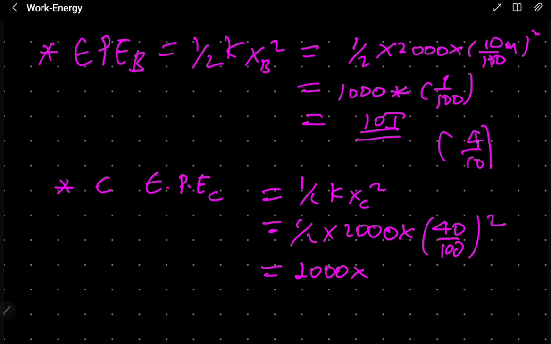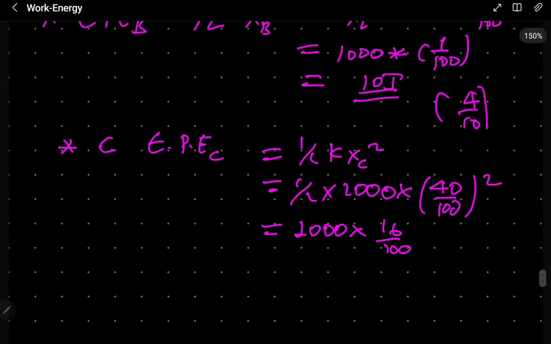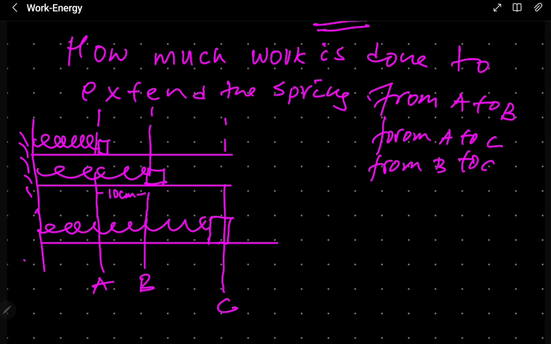When you square 4 over 10, that is 16 over 100. So 16 over 100 is 4 over 10 squared. That is in joules. Now you can omit the 2 zeros. So this is equal to 160 joule of energy stored. Now we are required to calculate the work done. It says how much work is done.